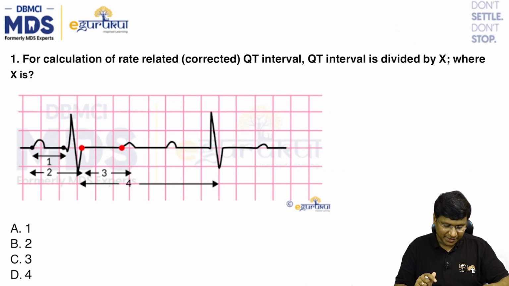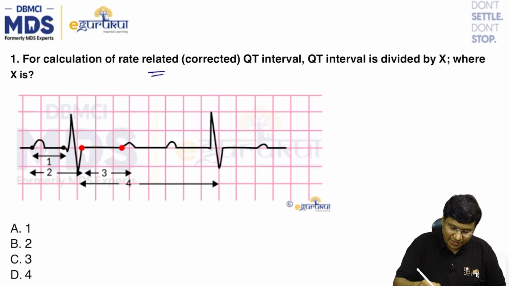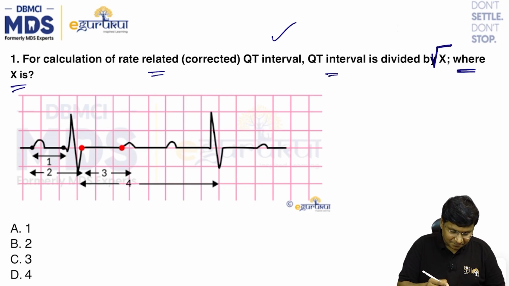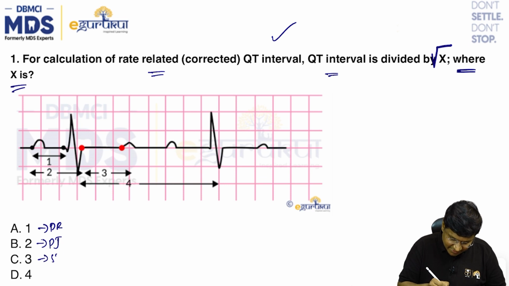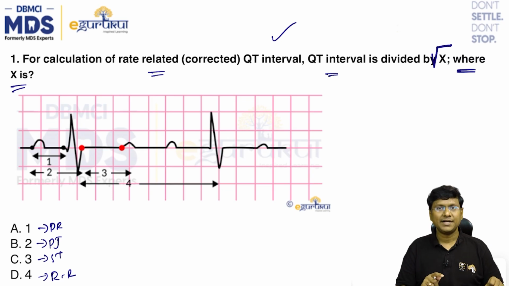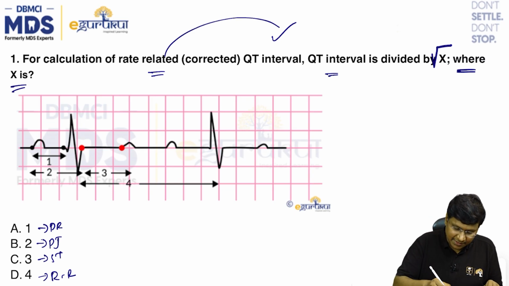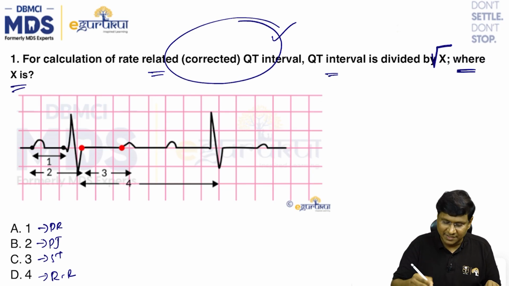So the first question is, for the calculation of rate related QT interval, QT is divided by root of x, where the x is. The first option is the PR interval, the second option is the PJ interval, the third option is the ST segment, and the fourth option is the RR interval.